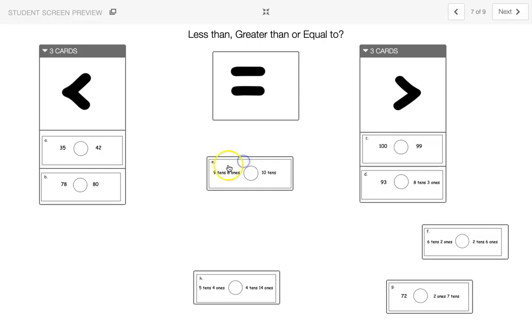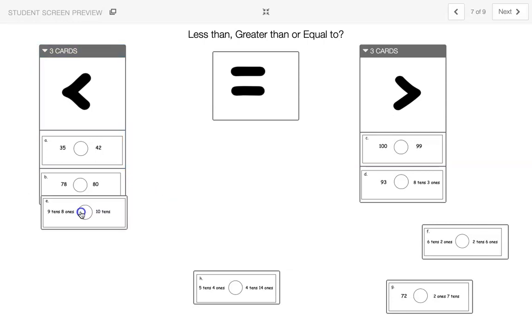Okay, how about this one? I have 9 tens and 8 ones. That's 98, right? And 9 tens and 8 ones, and then 10 tens. So this is going to be 98. 10 tens is going to be 100. This one here is going to be 98 is less than 100. It's going to go in our less than pile. All right. Always pointing to the smaller number, always reading left to right.